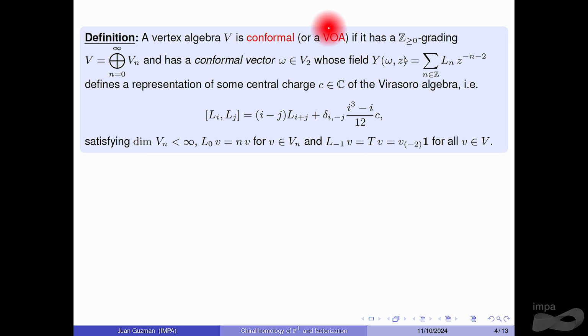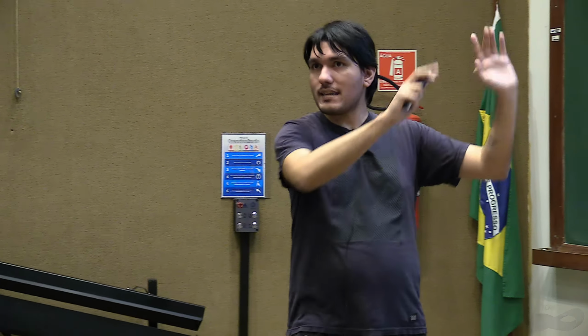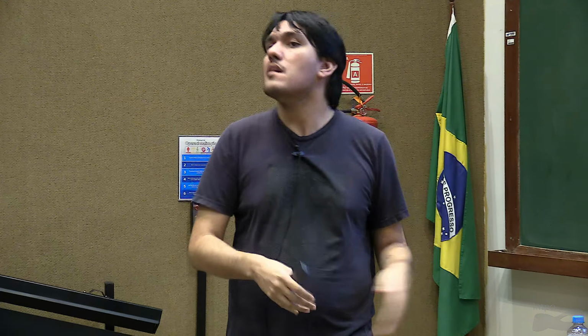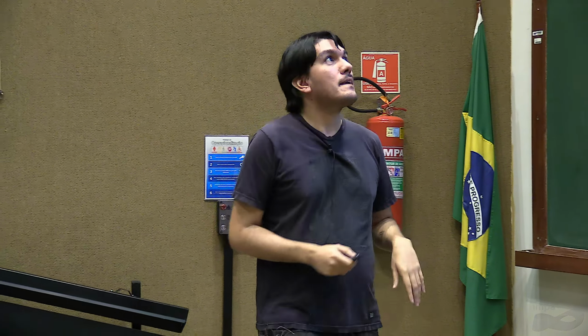We're going to ask that L0 is semi-simple, and then its eigenvalue decomposition will give you a grading for the vertex operator algebra, right? So in this way that I'm presenting it, it should be called a conformal vertex algebra because it's a vertex algebra with some conformal properties, but it's been known as VOA for a long time, since the beginning.